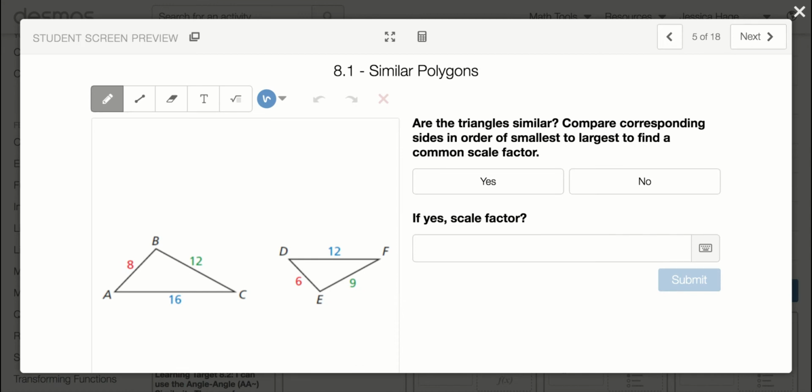Slide 5, are the triangles similar? Compare the corresponding sides in order from smallest to largest. We don't know whether these are similar or not. So we're going to say yes or no. If yes, we'll get a scale factor. If it's not similar, that means one of our fractions is not going to match up with the other.